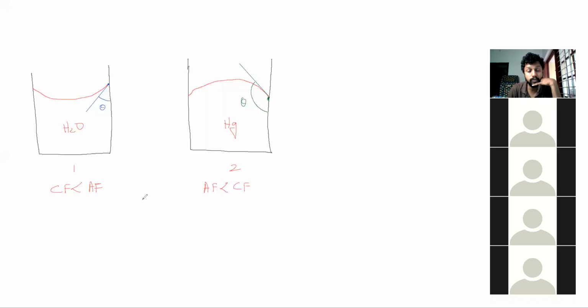For cohesive force greater than adhesive force, will the angle of contact be less than 90 degrees or greater than 90 degrees? If cohesive force is greater than adhesive force, the angle of contact will be obtuse, greater than 90 degrees. If adhesive force is greater than cohesive force, in that situation, the angle will be less than 90 degrees.